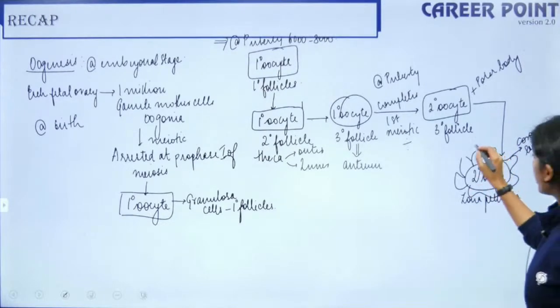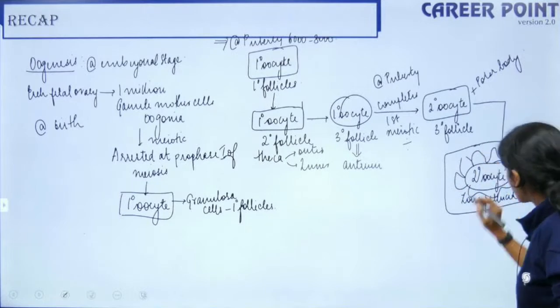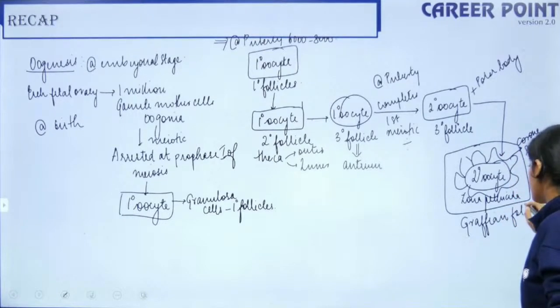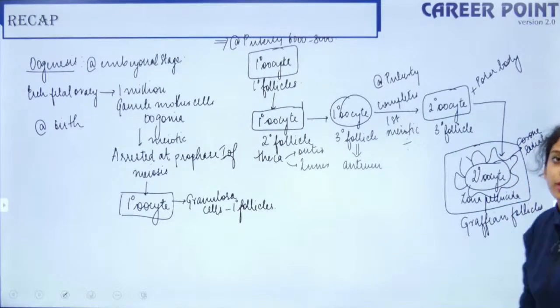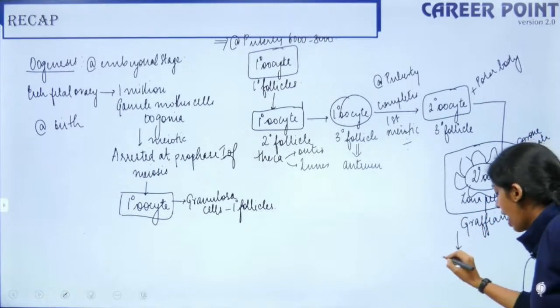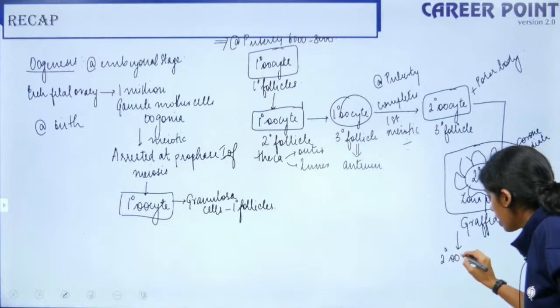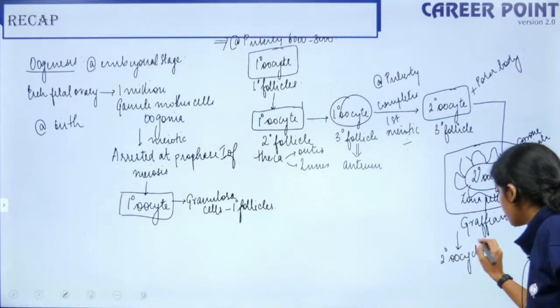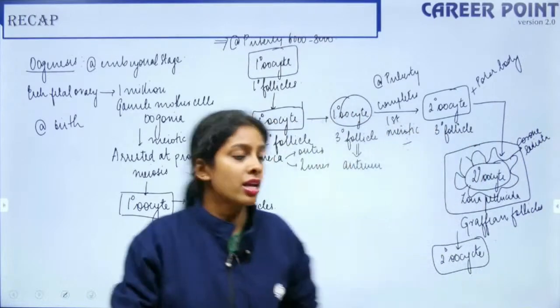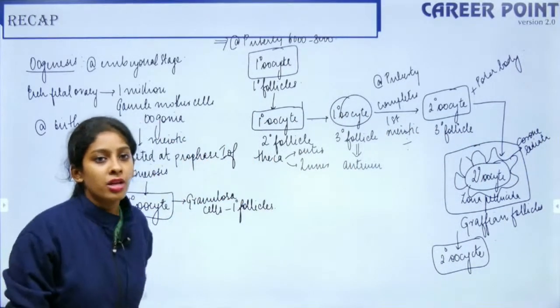Okay, so it is now surrounded by what are known as Graafian follicles. Now your Graafian follicles rupture and release your secondary oocyte, which is surrounded by the corona radiata.